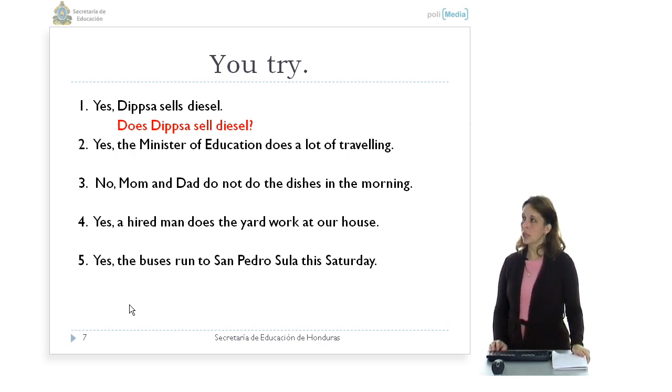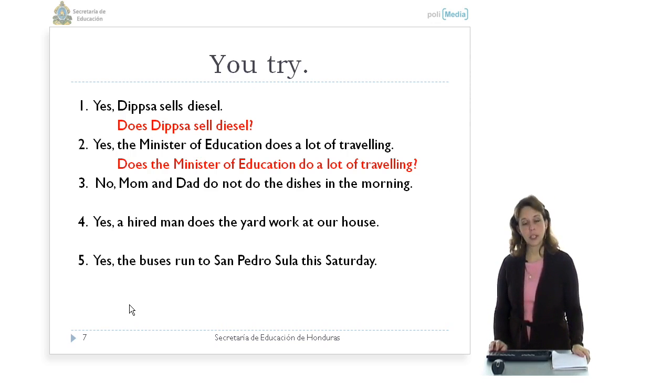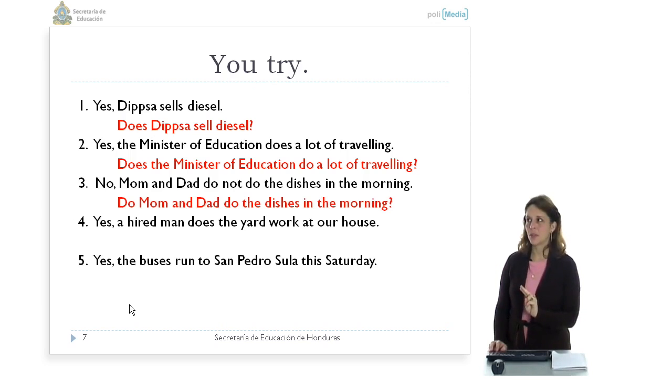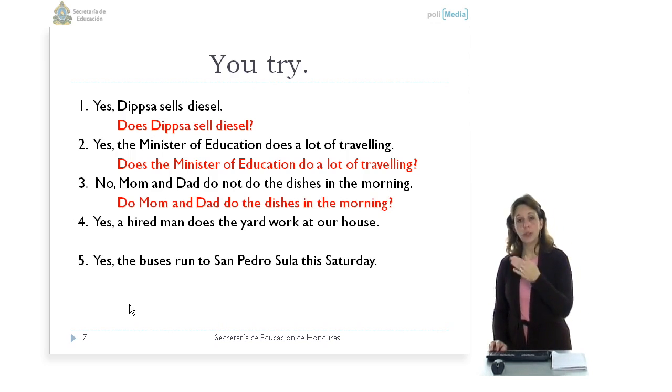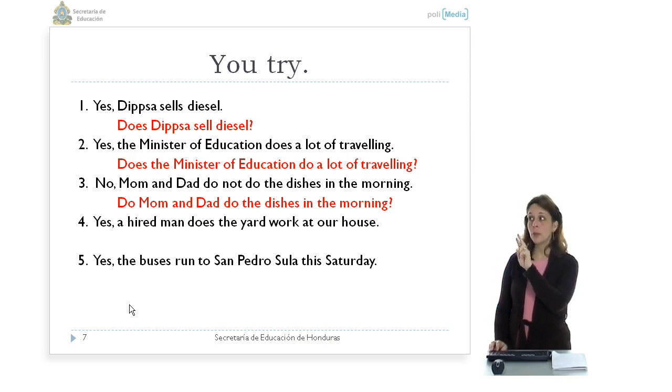Yes, the Minister of Education does a lot of traveling. Does the Minister of Education do a lot of traveling? We have does that was already in the sentence, and add the word do because that goes with the verb. No, Mom and Dad do not do the dishes in the morning. We already have do and do. So, do Mom and Dad do the dishes in the morning? Here, both of the words were in the original sentence. We just had to separate them.